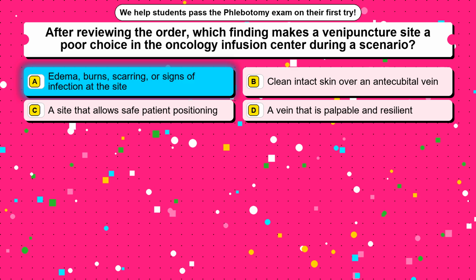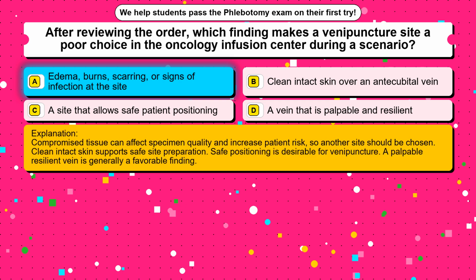The correct answer is option A. Edema, burns, scarring, or signs of infection at the site. Compromised tissue can affect specimen quality and increase patient risk, so another site should be chosen. Clean intact skin supports safe site preparation. Safe positioning is desirable for venipuncture. A palpable resilient vein is generally a favorable finding.